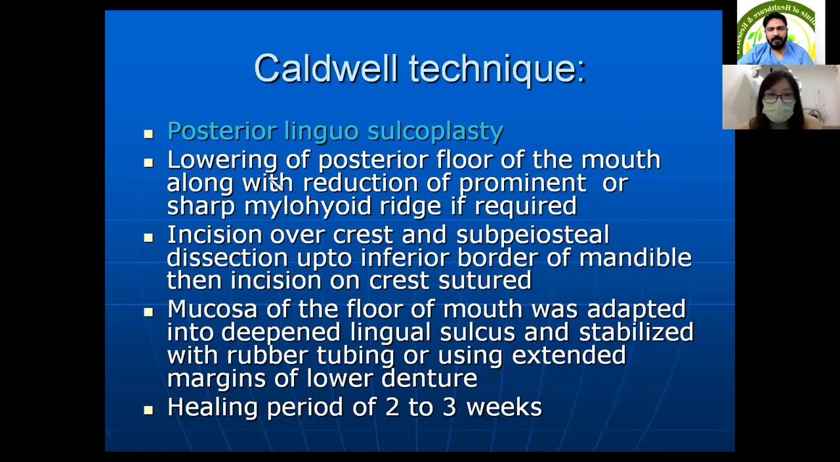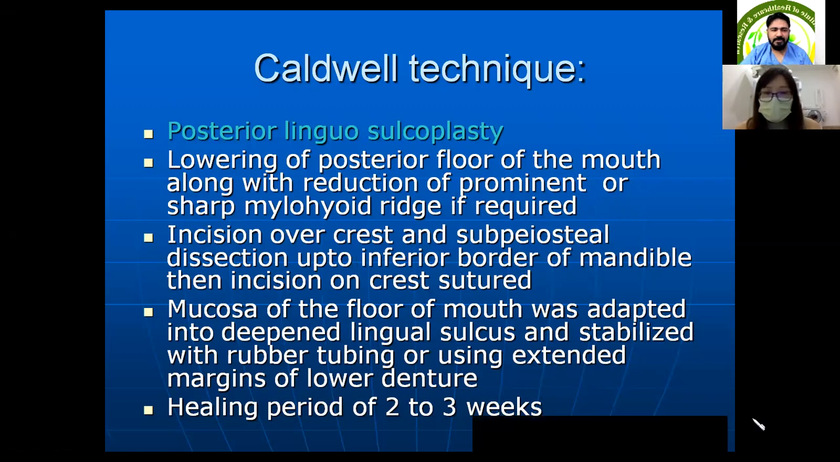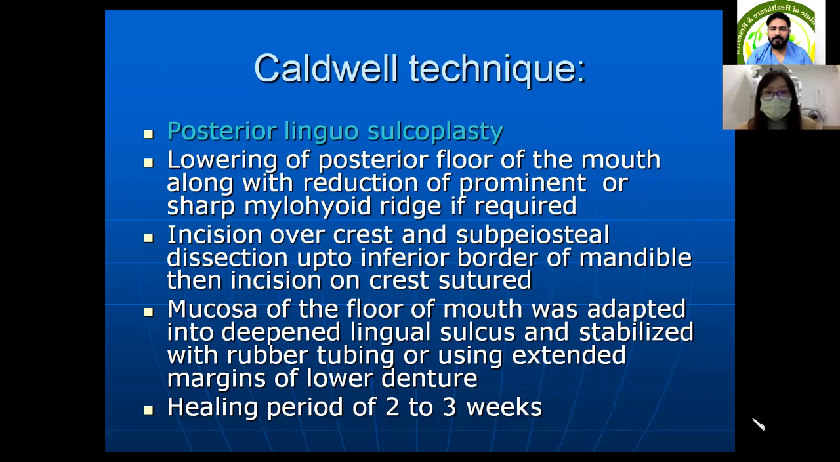In Cardwell technique, the posterior floor of mouth is lowered along with the reduction of prominent or sharp mylohyoid ridges if required. Incision over the crest and subperiosteal dissection up to the inferior border of the mandible, then the incision over the crest is sutured back. The mucosa of the floor of the mouth is adapted to deepen the lingual sulcus and stabilized with rubber tubing using extended margins of lower dentures. The healing period is 2 to 3 weeks.